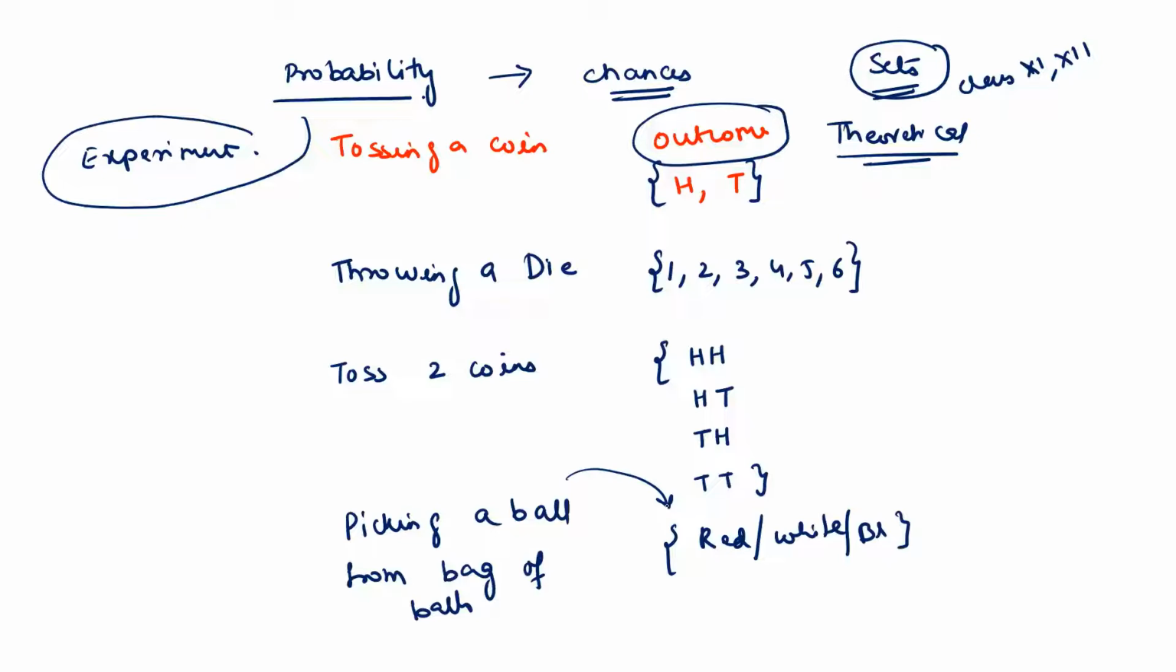Any other experiment discussed in your school? Suppose you have a numbered card. You have 10 cards with 10 numbers, 1 to 10. Do I have the outcomes well defined? Just imagine you have a collection of cards. You have 10 cards, they are numbered cards. Numbers are written on top of them. Something like this.